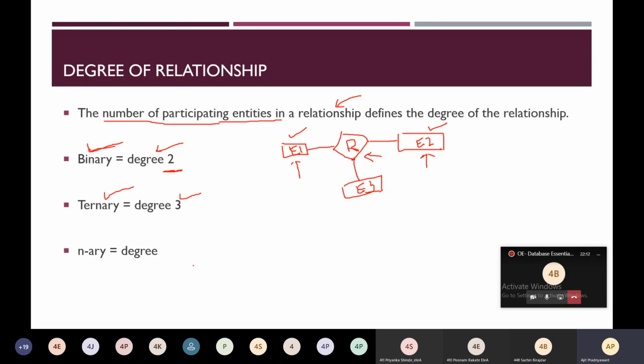In simple words, what is meant by degree of relationship is, in this particular relationship, how many entities are participating. If 2 entities are participating, then it is called binary. If 3 entities are participating, it is called ternary. And if 4, then 4th degree. 5th, likewise, there are n degrees for the degree of relationship. So this is called degree of relationship.